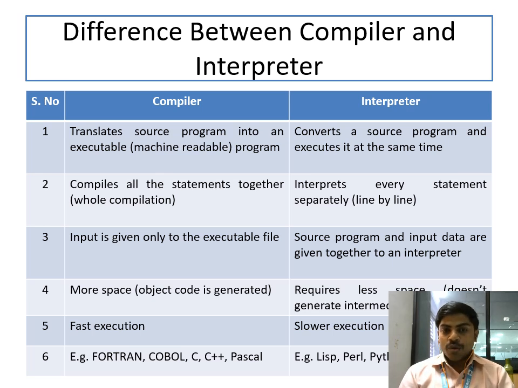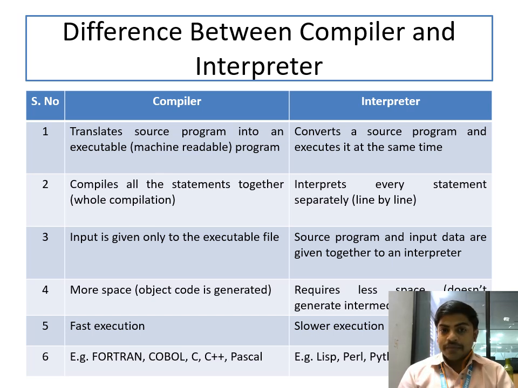And the third point states that input is given only to the executable file in terms of a compiler, whereas the interpreter takes source program as well as the input together. In terms of memory and space, let us discuss. A compiler requires more space because it requires object codes to be generated, whereas an interpreter requires only a small amount of memory. It doesn't require any space for intermediate code because it directly executes.